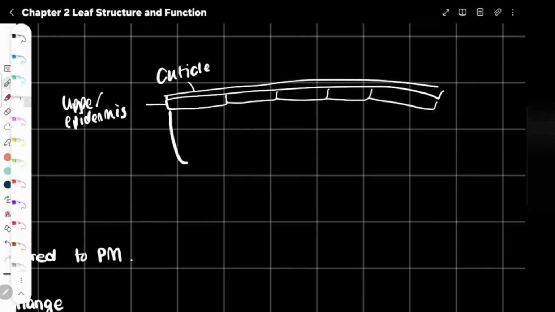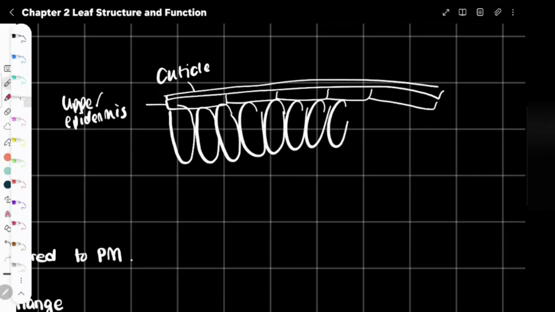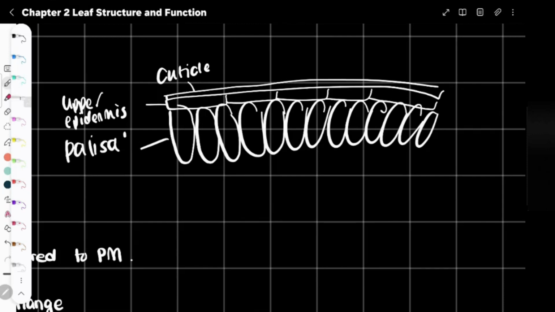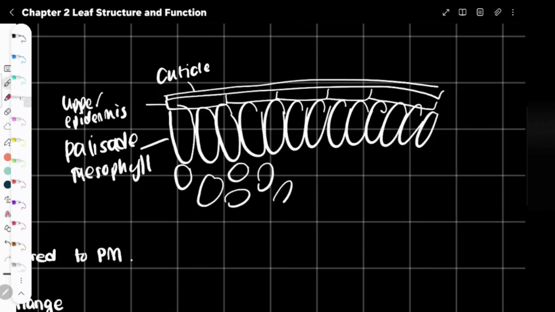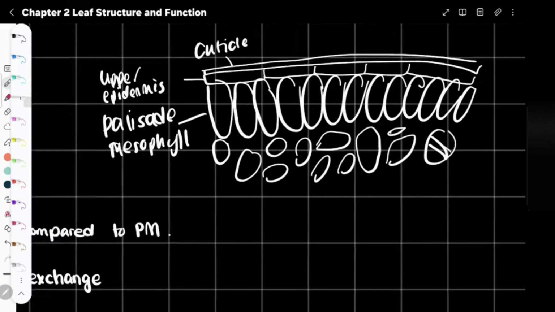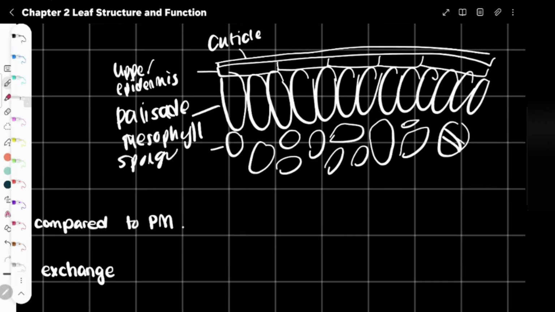Now the next layer here will be the palisade mesophyll. Do you need to remember how to spell it? Yes, you need to. It's not that hard though. At least you don't have to remember something like polysaccharide. This one is the spongy mesophyll, and the name comes from spongy. There's also the xylem and phloem. Do we need to include the xylem and phloem? We do, but it's not important because this is photosynthesis.